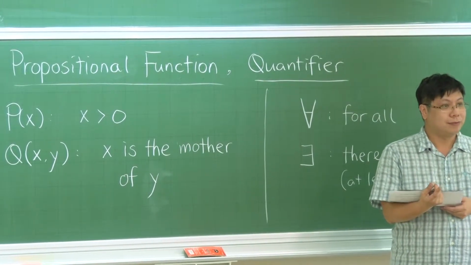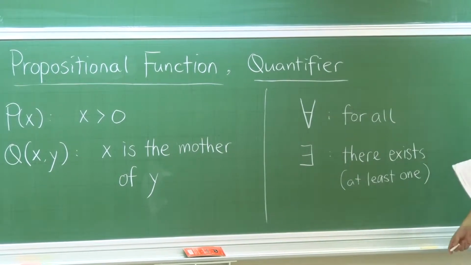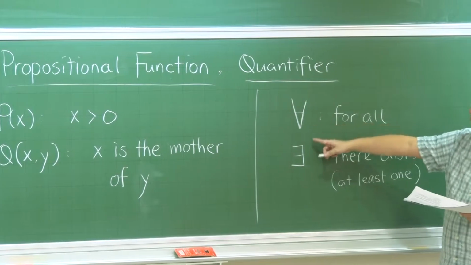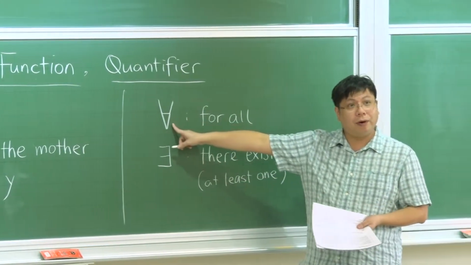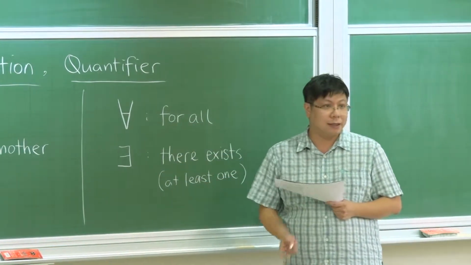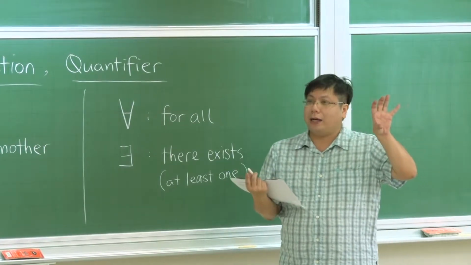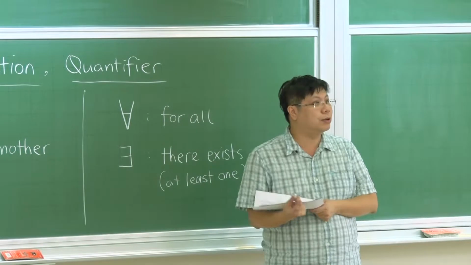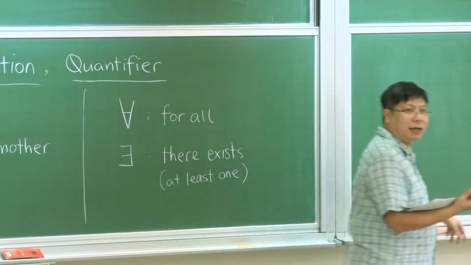Okay, now we have also introduced some quantifiers. There are two quantifiers that we have talked about. One is for all, and the other is there exists. When a quantifier is combined with a propositional function, we can make it into a proposition as well. So let's take a look.